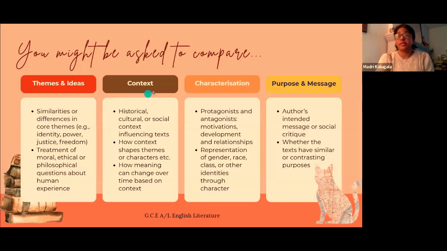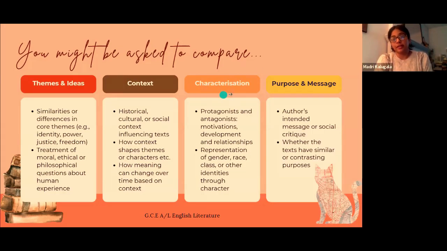You could be asked to compare context. This is where the literary eras and the historical context really come in, because they could ask you to describe how these different contexts feature in these individual texts. How does context shape the themes or the characters? And there's this really interesting point of how meaning can change over time based on context, right? How one thing can have a certain meaning in the neoclassical era, and then by the time you get to the postmodern era, that meaning has completely changed. So how does context change that?